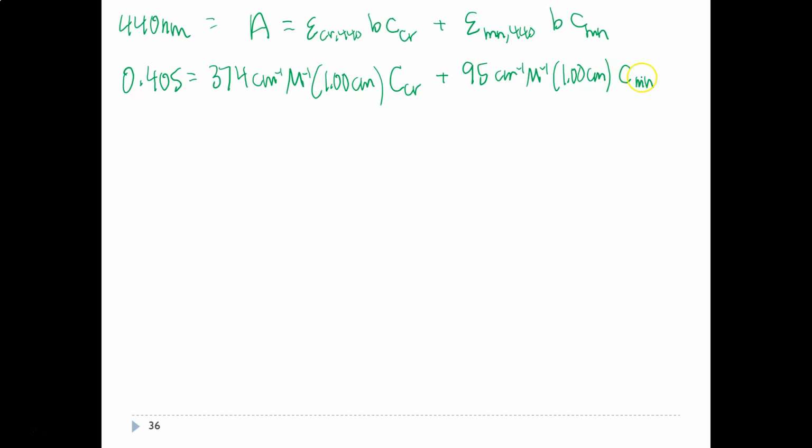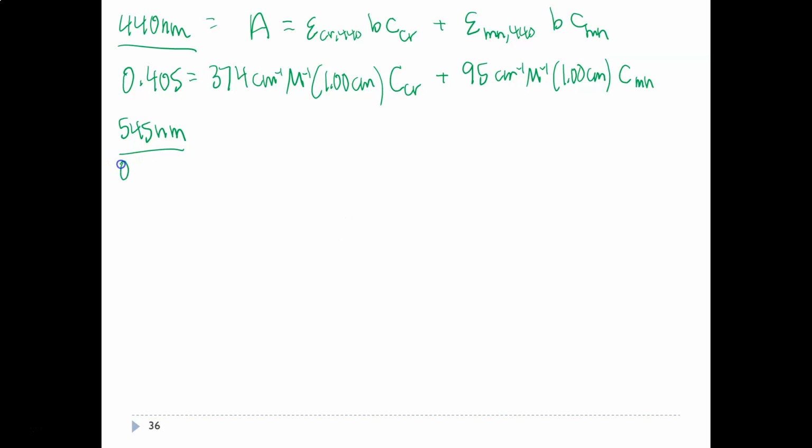And if you wanted to, you could make that like Y or something. Okay. So what we're going to do here is do the same thing, but at 545 nanometers. So we're going to have to look at the extinction coefficients and the absorbances that were given at 545.